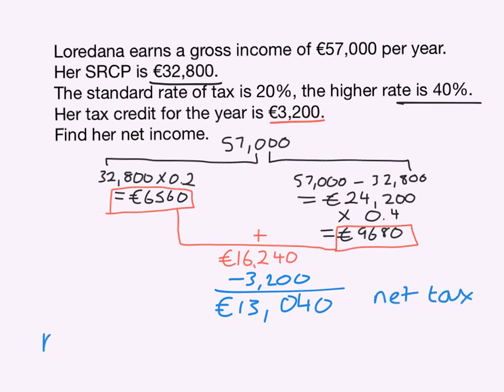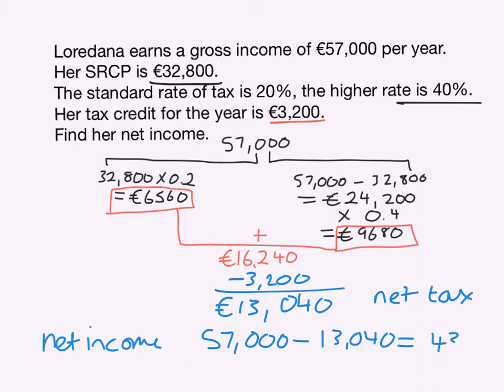And find our net income. All we are going to do, because that's what we want, Loredana's net income, we take 57,000 minus the 13,040, and that will give me 43,960.